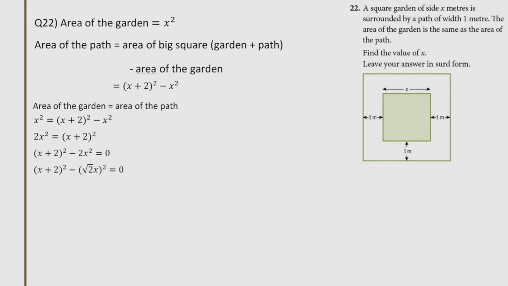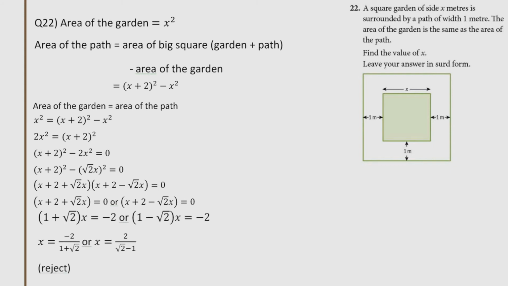So let's see how it is going to result in. So x plus 2 plus square root 2x is equal to 0, or x plus 2 minus square root 2x is equal to 0. Going to simplify all of that, and we can see that we have two values of x here. But we reject one of them.